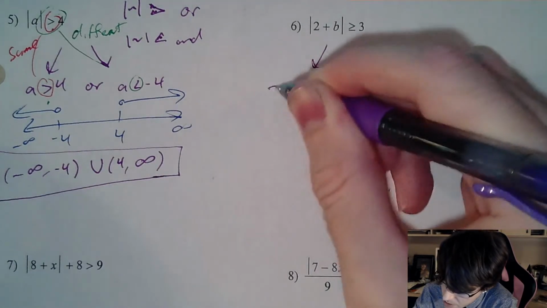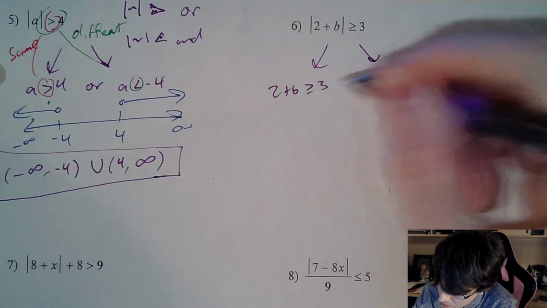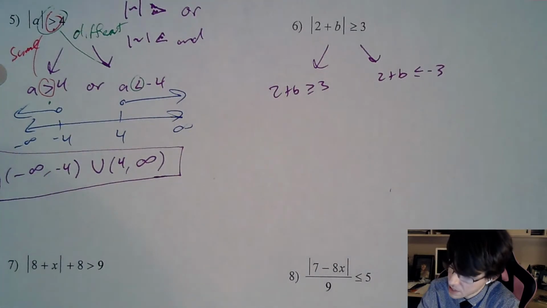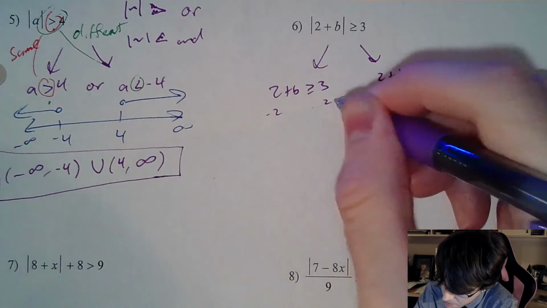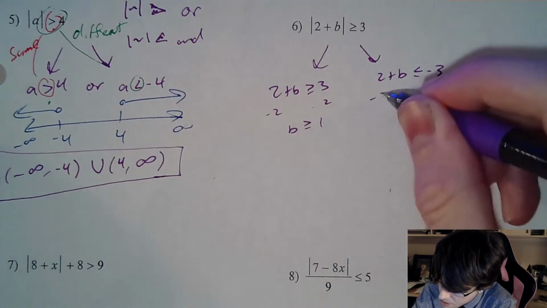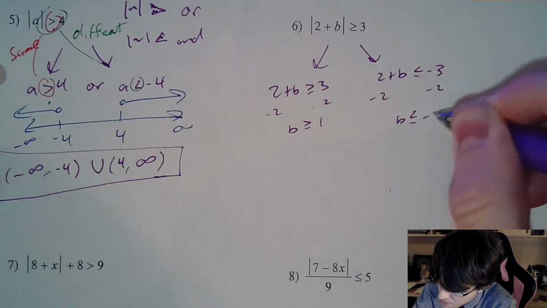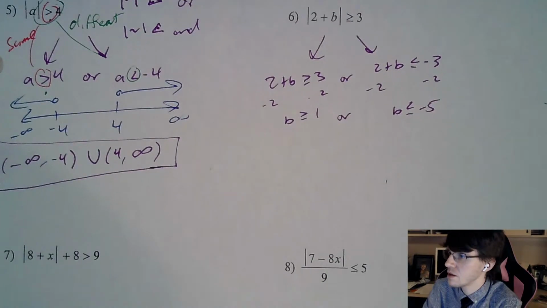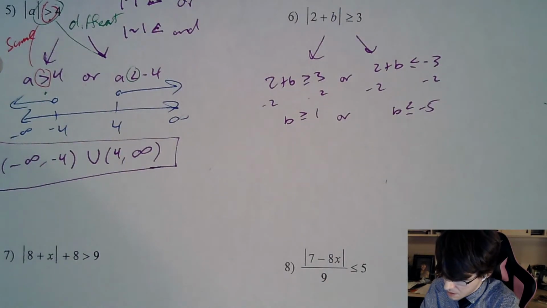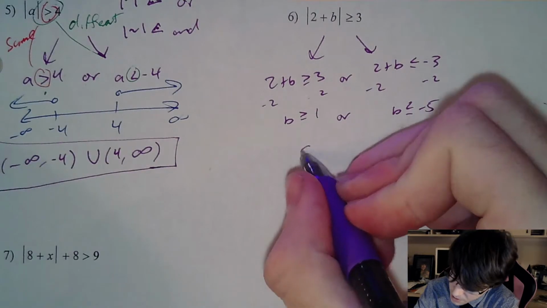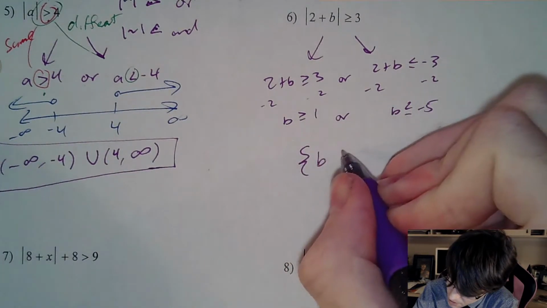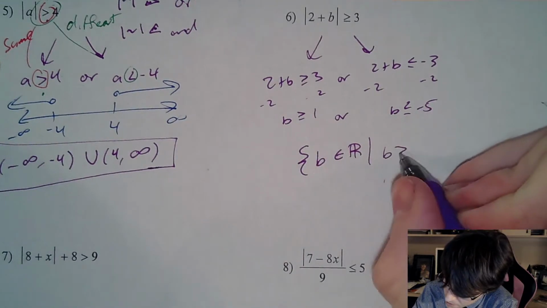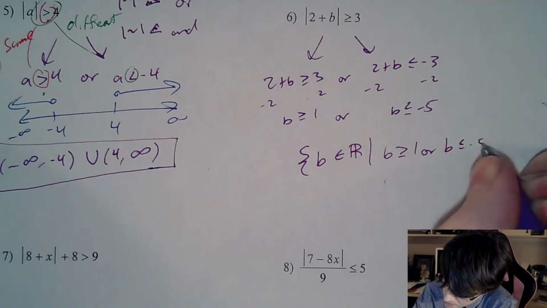We're splitting into 2. Same idea. 2 plus B greater than or equal to 3. We got 2 plus B less than or equal to negative 3. Don't forget to flip the sign. Subtract 2 on both sides. You got B greater than or equal to 1. Subtract 2 on both sides. B less than or equal to negative 5. The word or is in the middle here because it's that greater than. And we do not need to create the number line for the set builder. B element of the reals such that, and you just copy that. Done.